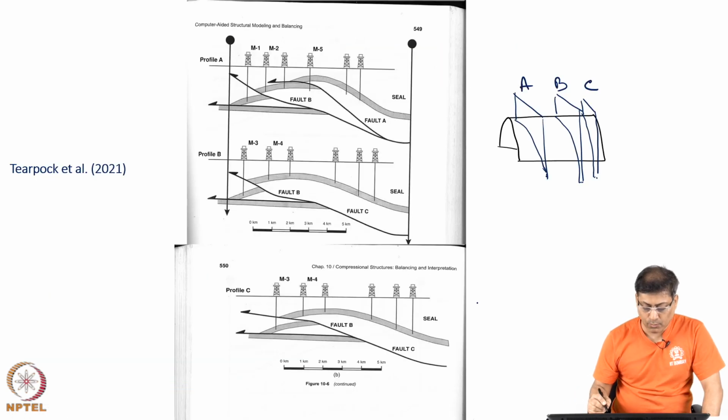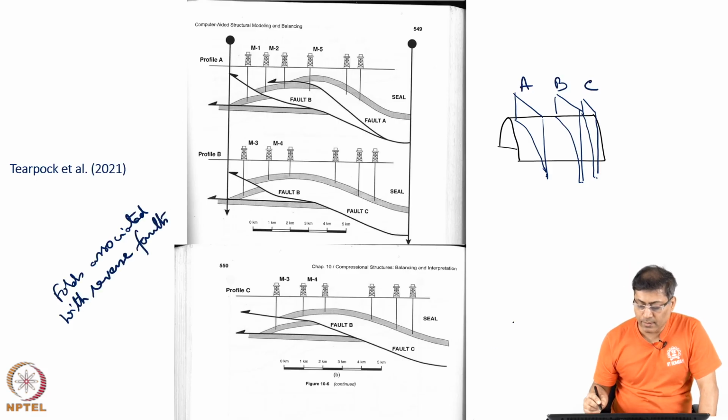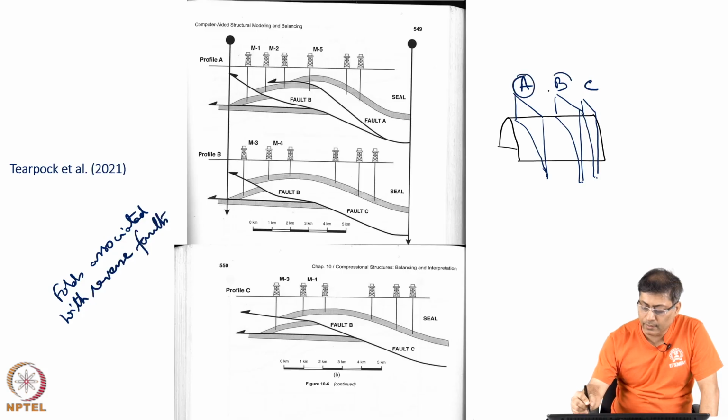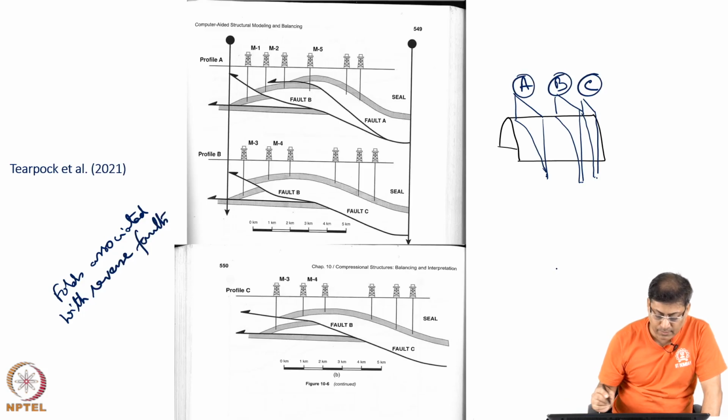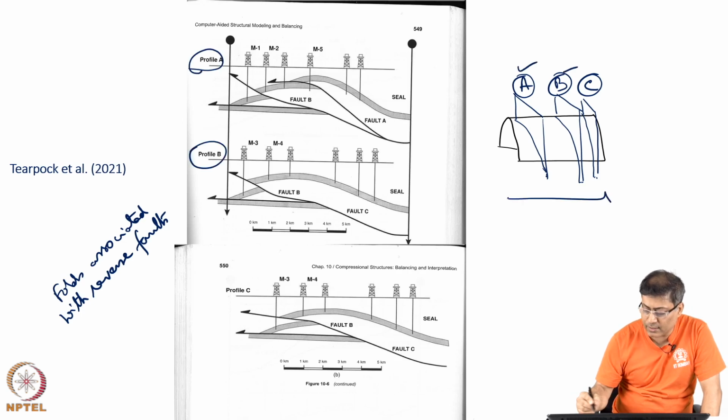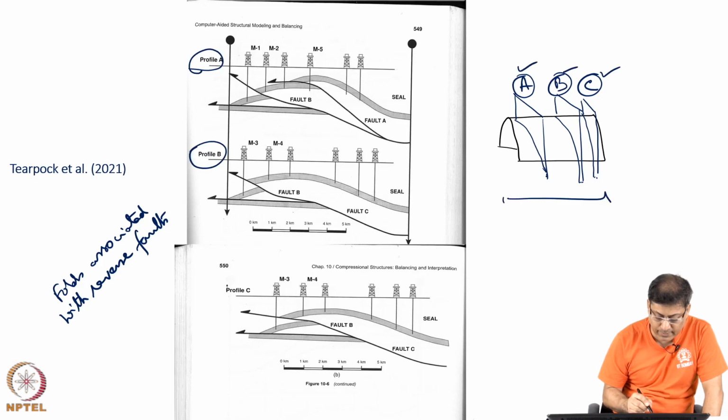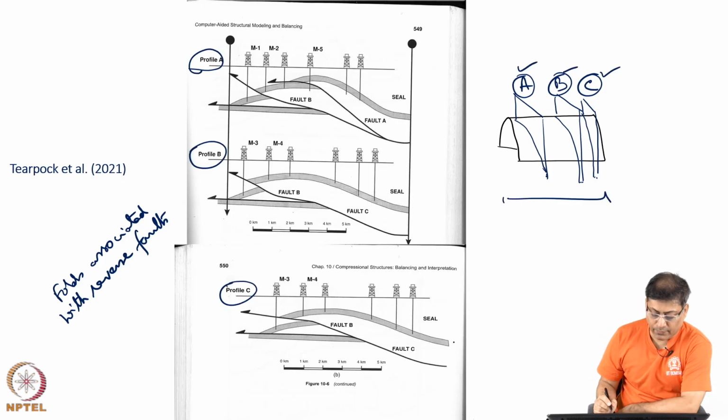Consider a case of folds associated with reverse faults, and consider that the folded rock has been studied in 3 transverse sections. This can be profile A, this can be profile B. This one is, by the way, a schematic diagram, and here is profile C. Now, one can try for cross section balancing, and instead of relying on one particular section, relying on several sections can give a better idea. If the cross section balancing is done properly, then it can give us useful information about the suitable drilling sites for hydrocarbon exploration.